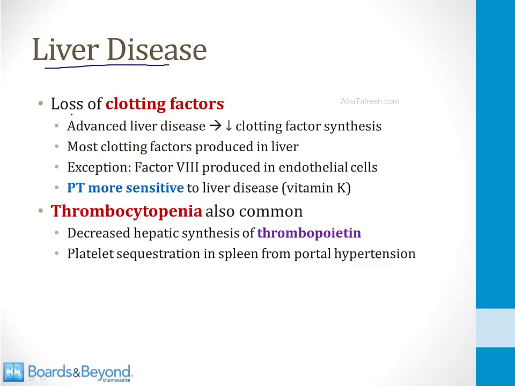Our final coagulopathy is liver disease. In liver disease, there can be loss of clotting factors. In advanced liver disease, the liver can fail in its synthetic functions. This can lead to decreased synthesis of the clotting factors. Most clotting factors come from the liver. The one exception is factor VIII, which is produced in endothelial cells. This can lead to a rise in both the PT and the PTT.